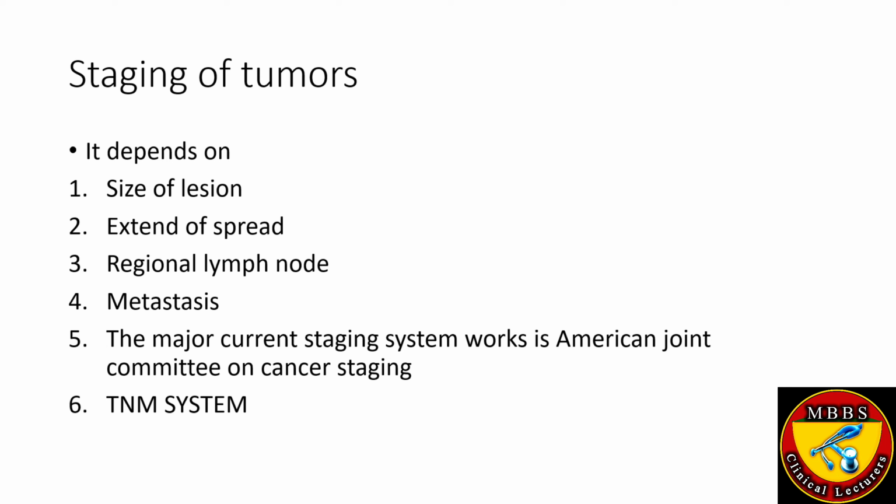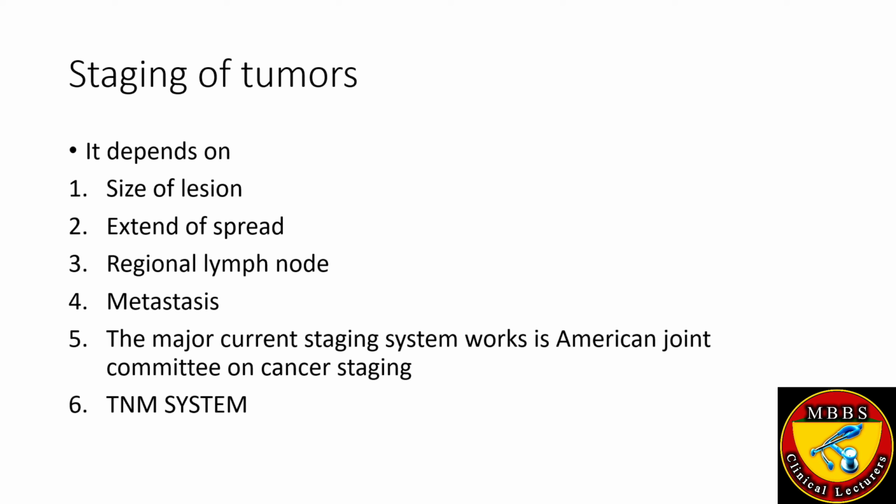Then the fourth one is the metastasis of the tumor. This is also a very important topic, how many organs are involved by the tumor. For example, for a tumor of the uterus, like carcinoma, if it has metastasized to the lung, then the prognosis of the tumor is extremely worse.